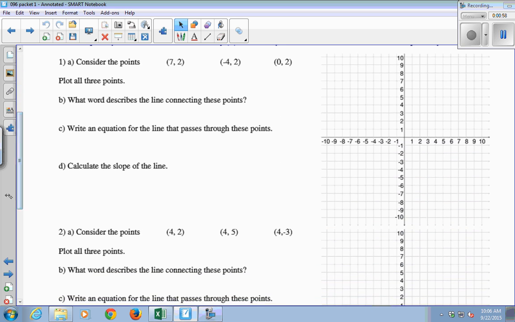All right, so jumping into today's lesson, I've got 3 points: (7, 2), (negative 4, 2), and (0, 2). I'm just going to plot those 3 points. So (7, 2) means right 7, up 2. (Negative 4, 2) means left 4, up 2. And (0, 2) means I don't go left or right, and I just go up 2. So there's my 3 points. If I connect these 3 points with a line, what kind of word can you use to describe that line? Horizontal.